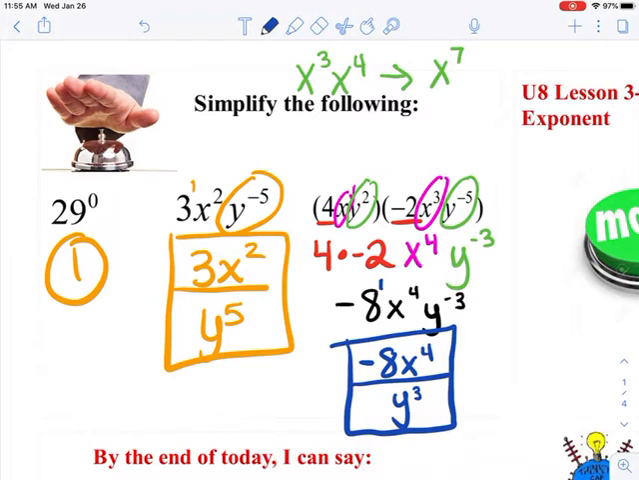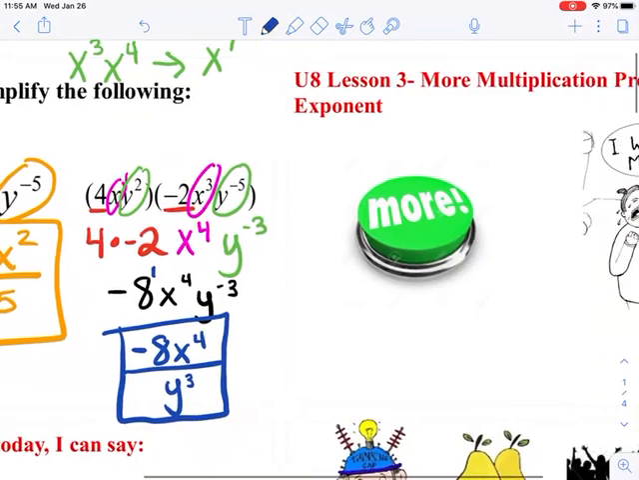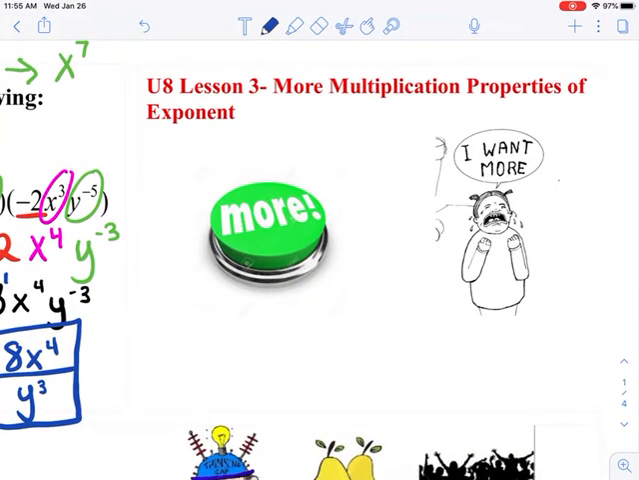So hopefully that was a good review for you of our last couple lessons in this unit. So what we're going to talk about today is some more multiplication properties of exponents.